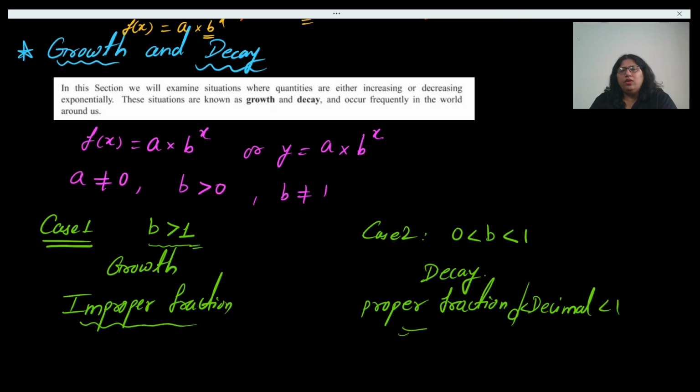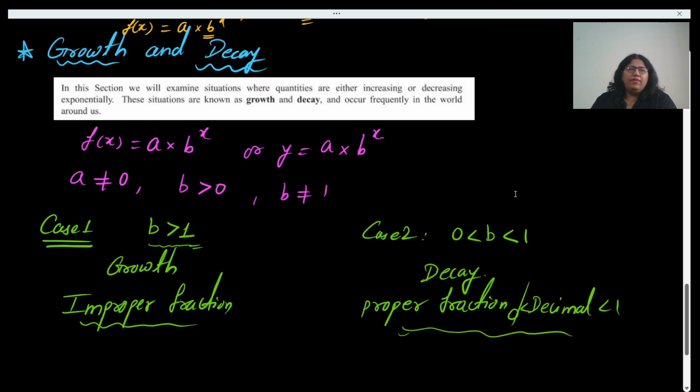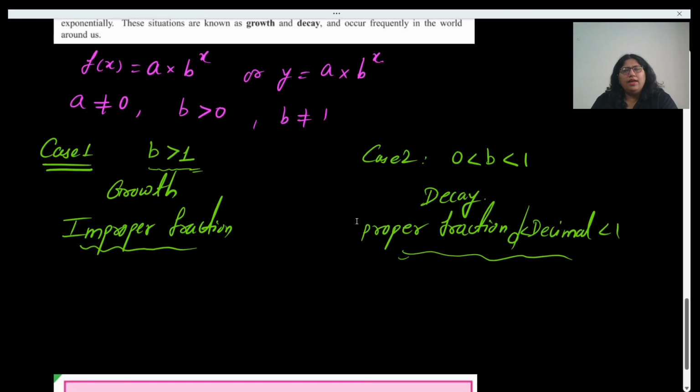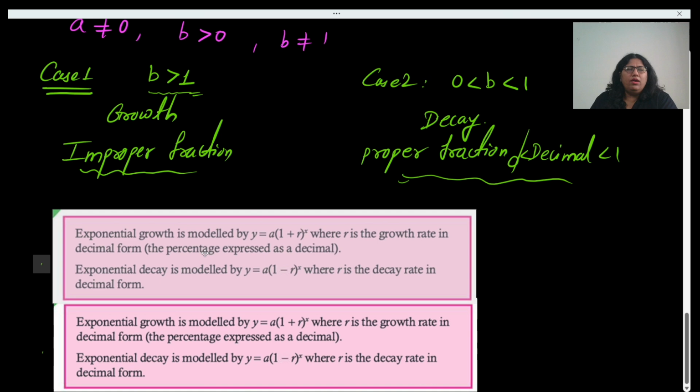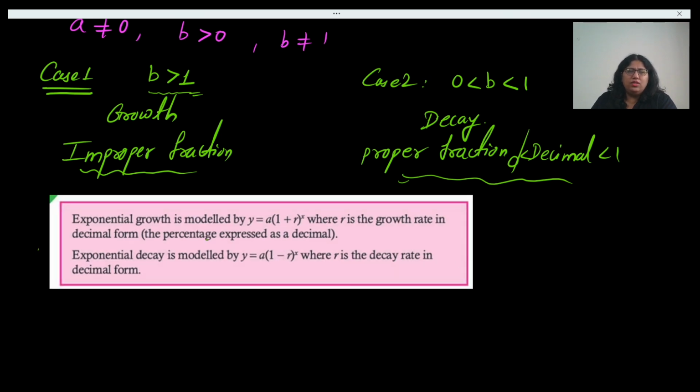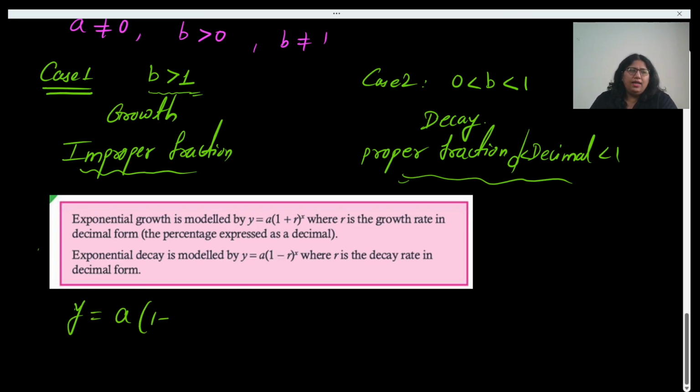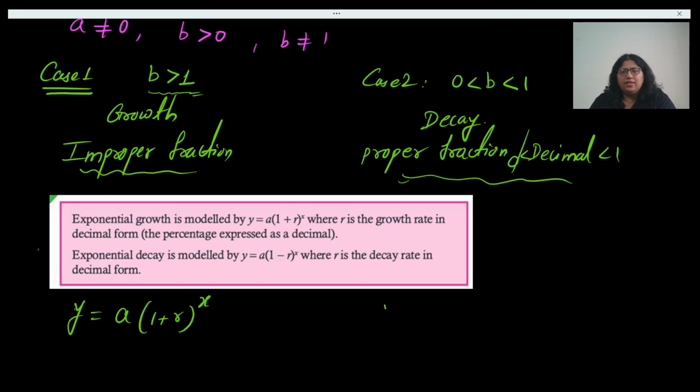So where do we use this growth and decay? It is a very important formula, the compound interest formula that you have learned, as exponential growth or exponential decrease also. If you remember, the compound interest formula for exponential increase is y equals a times (1 plus r) to the power x, here it is given as x, so I'm taking the same thing.